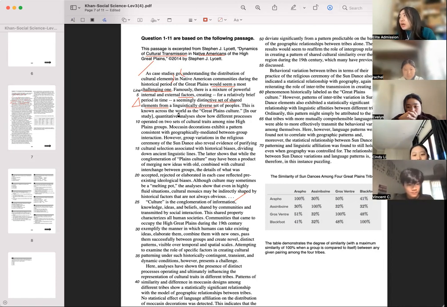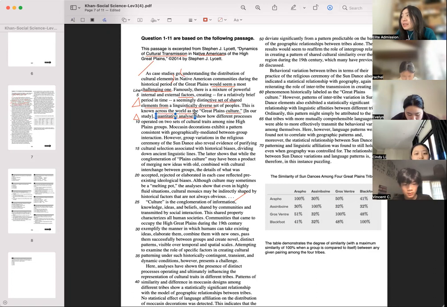So this is known across the world as the Great Plains culture. Okay, so that set of shared elements, right? So that's culture elements. In our study, okay, finally, our study. So that's background information, right? See that, in our study. So what's the focus of our study? That's something we already know.